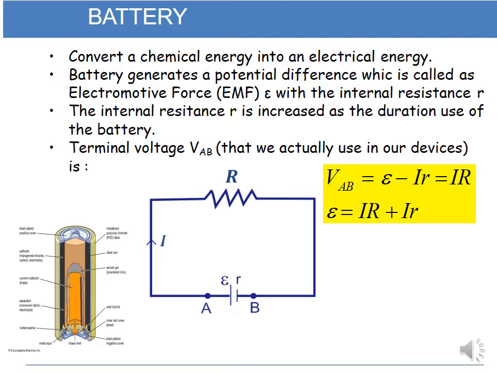A battery generates a potential difference called the electromotive force, E, epsilon, with an internal resistance r. The internal resistance r increases with the duration of use of the battery. The terminal voltage V_AB that we actually use in our device is V_AB equals E, the electromotive force, the initial potential difference in the battery, minus I times r. Here r is the internal resistance of the battery, or E equals I times R, big R, plus I times r, small r.